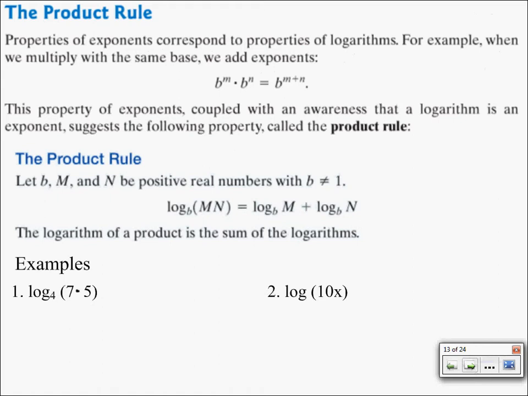First, there's the product rule, and the most important thing that you want to gather from this slide is the following. Log base b of m times n, where m, n, and b are positive real numbers and b is not equal to 1, you can actually break down into two pieces: log base b of m plus log base b of n, separated by addition.